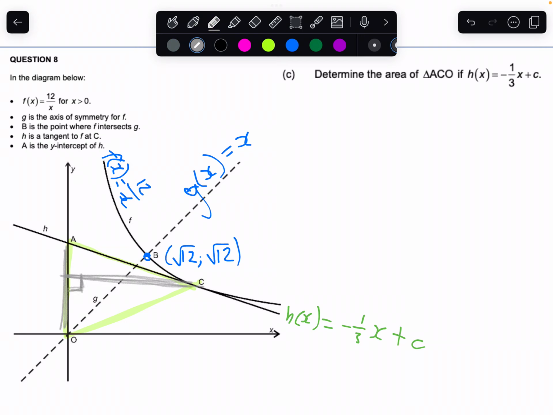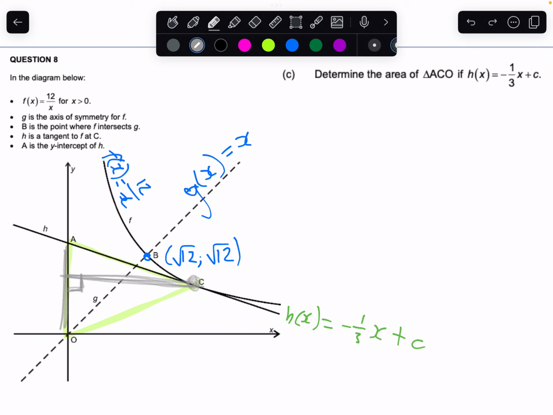So we want to know what the coordinates of C are, which is tricky because we don't know what the plus c is here. If we can figure out what the plus c is, then we have the coordinates of A, which would be good. So how can we figure that out? What we know about H is that it is a tangent to this hyperbola.